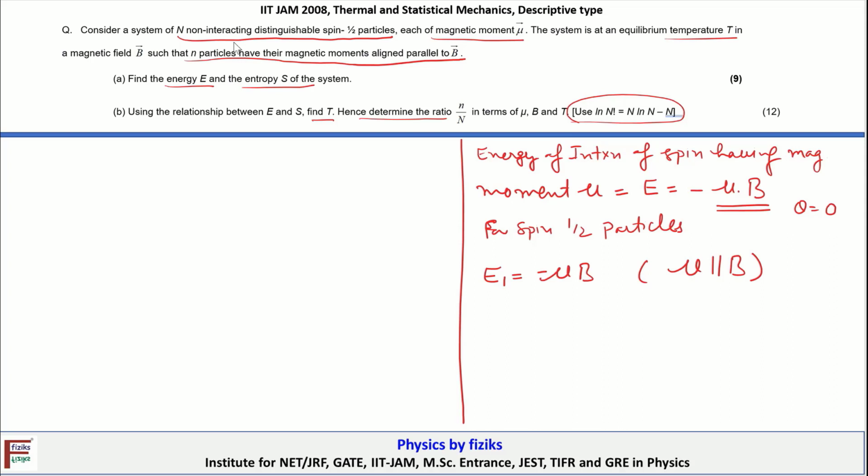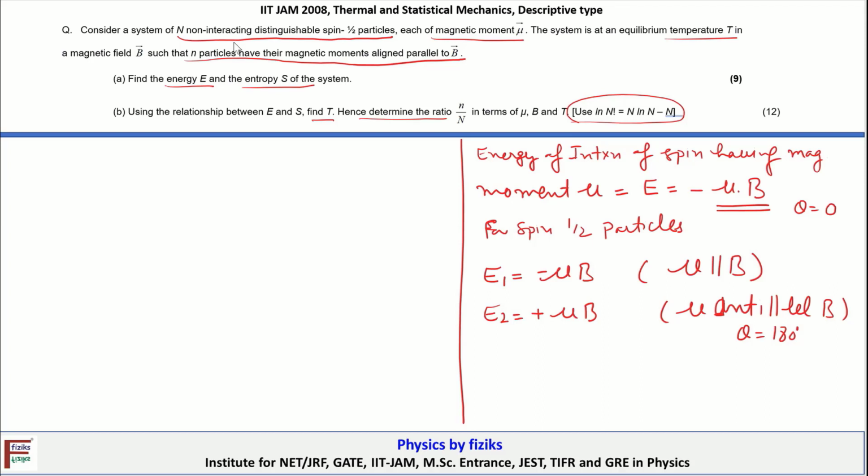Let's call the energy E2 when the magnetic moment is anti-parallel to B. That means theta is equal to 180 degrees. When theta is 180 degrees, cos 180 gives another minus sign, so it becomes positive. So E2 is equal to plus mu B in that case.